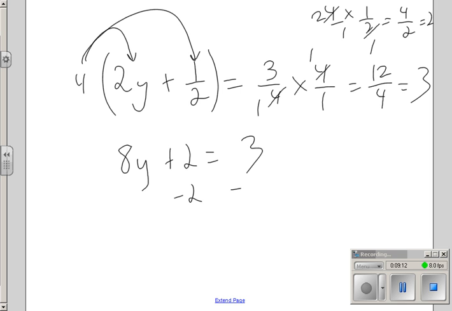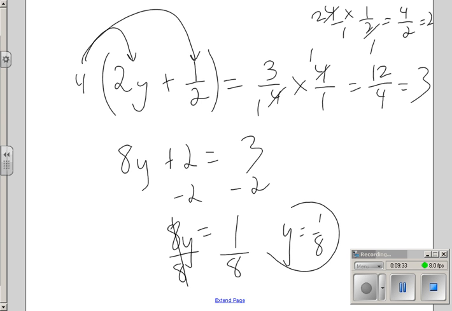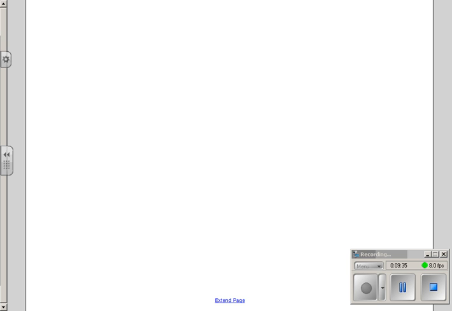I'm going to subtract 2 and subtract 2. I get 8y equals 1. Divide both sides by 8. Did I make a mistake here somewhere? I don't think I did. Maybe I did. And you get y equals 1/8. Was that what I got in the last one? I can't remember. Yes, it was. Y equals 1/8. So on both ones, I got the answer y equals 1/8. Okay, let's try that last one that's there.